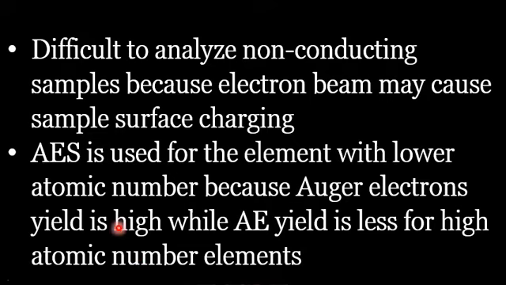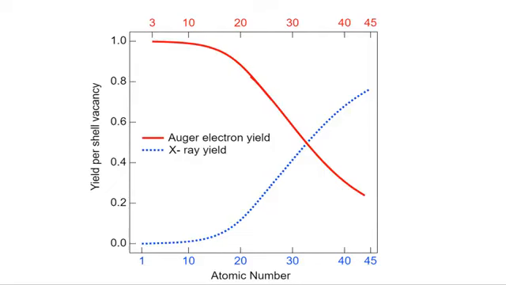So this means that Auger electron spectroscopy is more useful for an element with a lower atomic number as compared to an element with a higher atomic number. This can be represented by a graph like this.